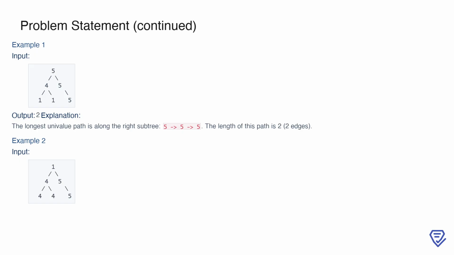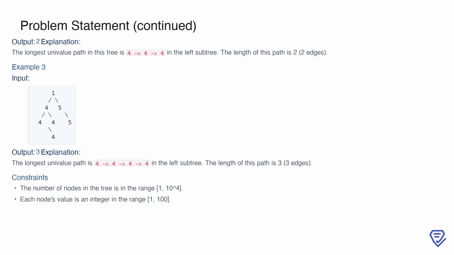Here we have a binary tree where the root node has a value of 5. Its left child has a value of 4, and its right child also has a value of 5. Moving further down, the left subtree has two child nodes, both with the value 1, while the right subtree has a single child node with the value 5. The output for this example is 2, as the longest univalue path is along the right subtree, following the nodes with the value 5. This path consists of two edges, giving it a length of 2.